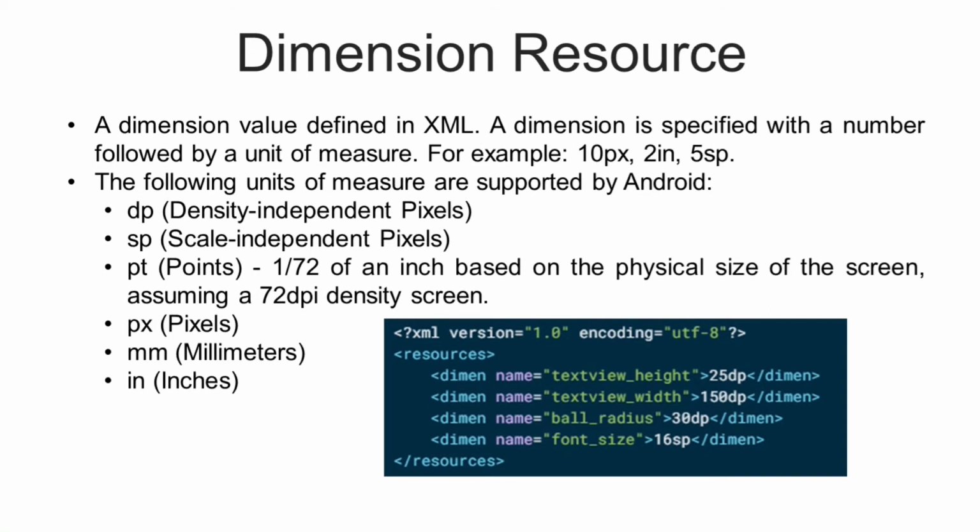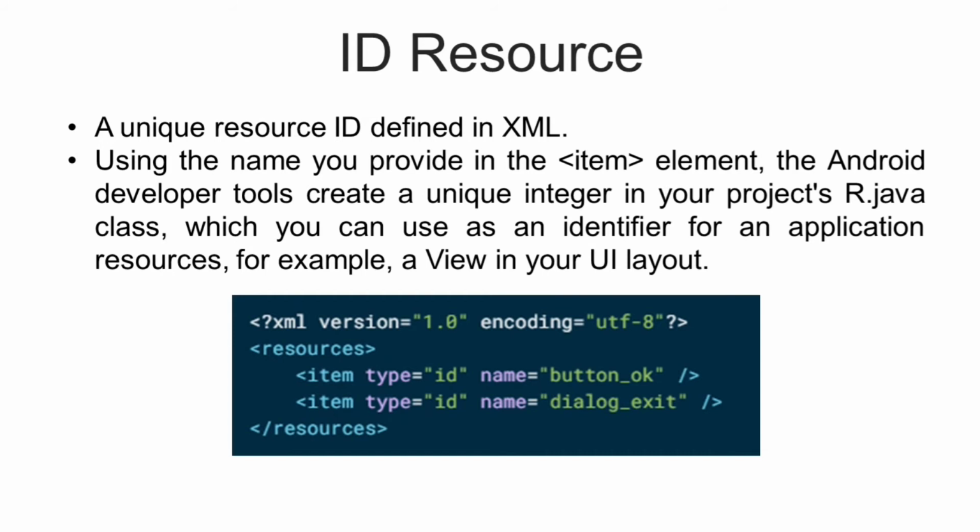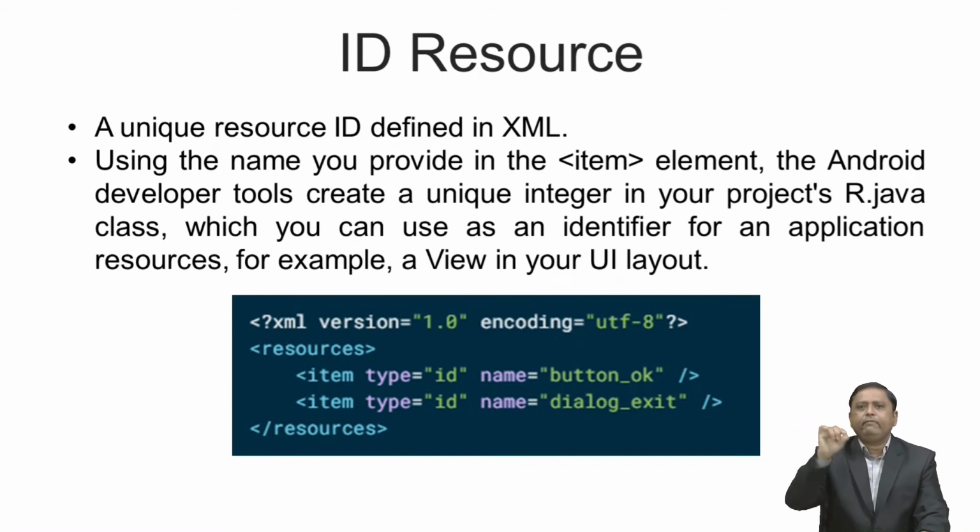This is how we can define dimension resources. The next type of resource is ID resource, which is a unique resource ID defined in XML. So, using the name you provide in the item element, the Android developer tools create a unique integer in your project's R.java class, which you can use as an identifier for an application resource, for example, a view in your user interface layout. In findViewById, we write R.id.button_save. So, this refers to ID resource. Now, you can see how we can define ID resource inside the resource directory.